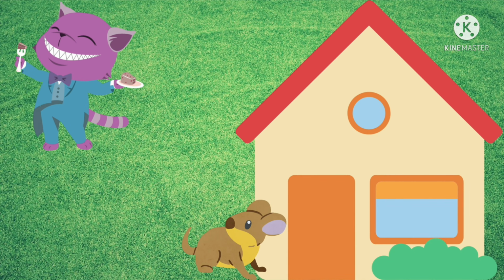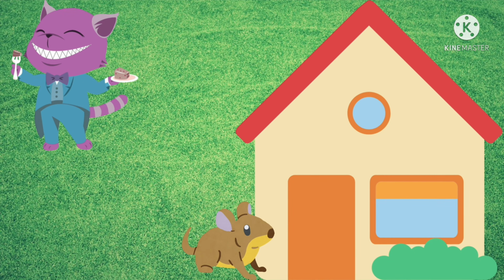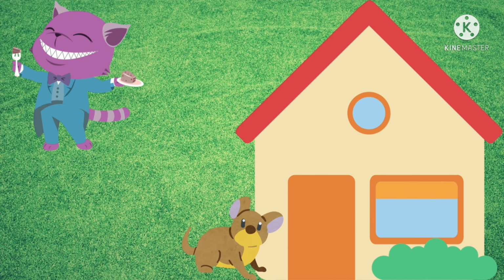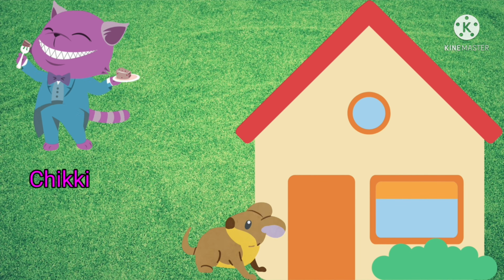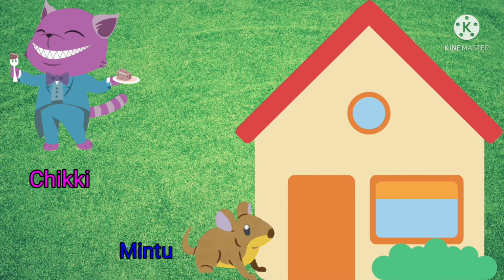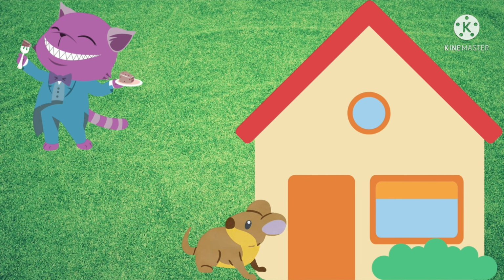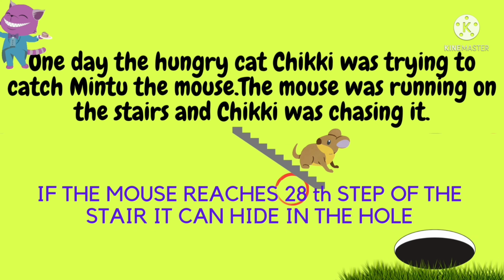Children, have you ever seen a cat chasing a mouse? Near my house, there lives a cat and a mouse. One day, the hungry cat Chicky was trying to catch Mintu the mouse. The mouse was running on the stairs and Chicky was chasing it. There was a small hole near the 28th step. If the mouse reaches there, it can hide in the hole.